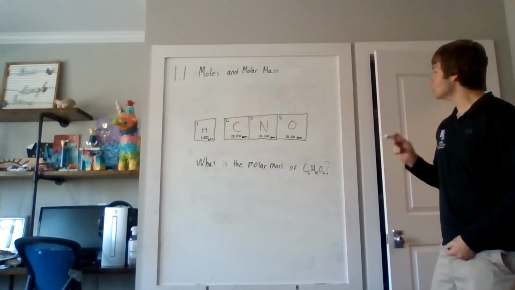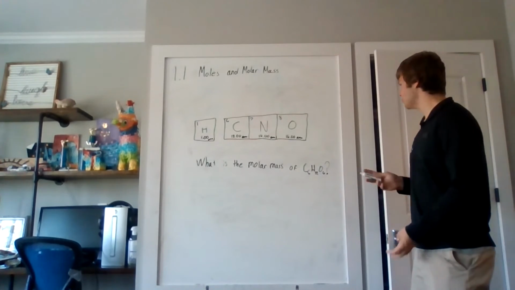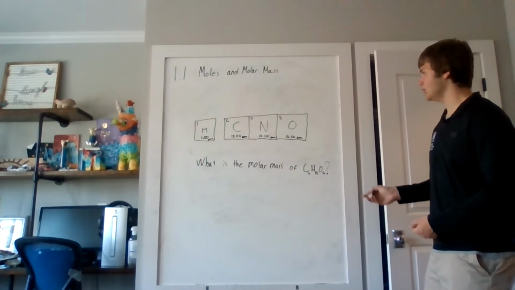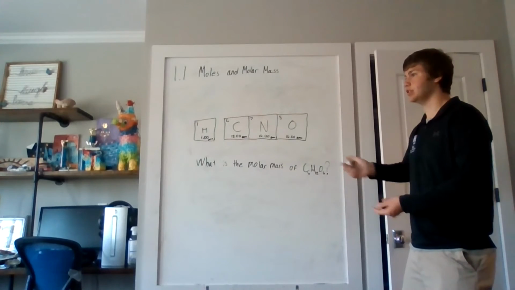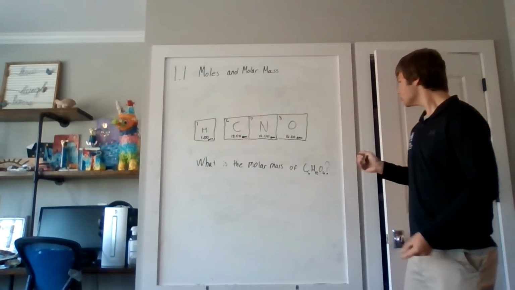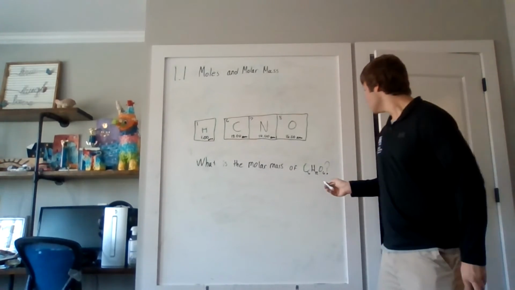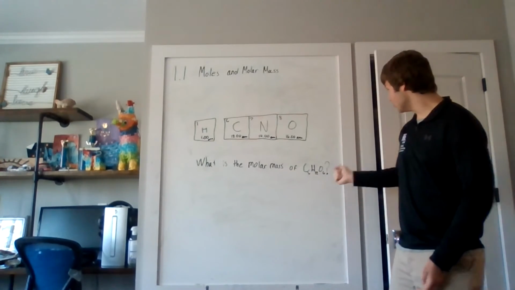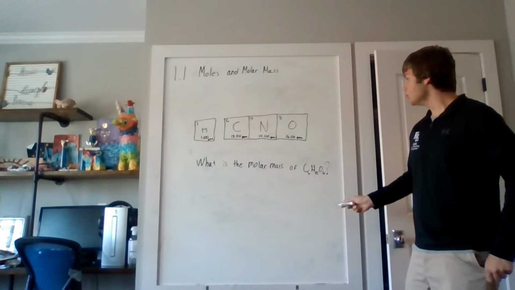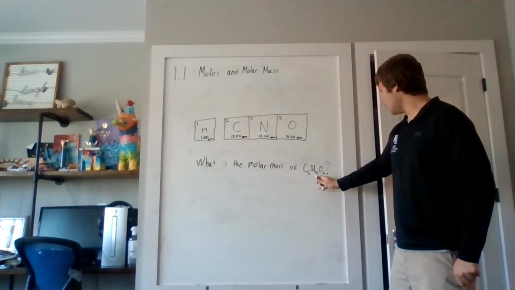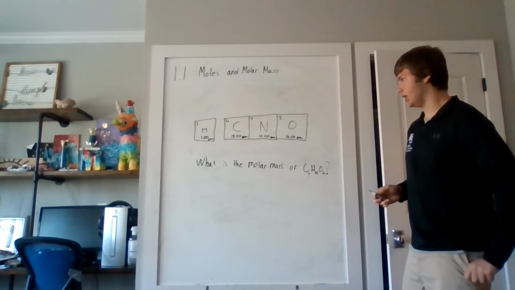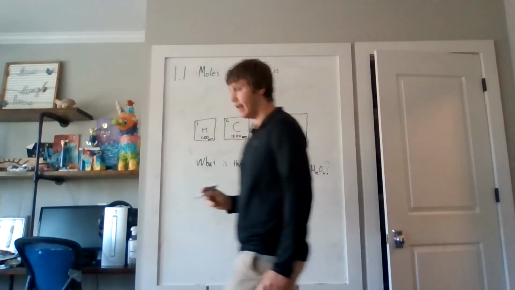Now for molar mass, sometimes it's not as simple. Like with compounds, there's no thing on the periodic table that just tells you every single compound. So we're going to have to find it ourselves. But luckily for us, it's very simple. So what you do is that you look at each atom in the compound and add them all up.